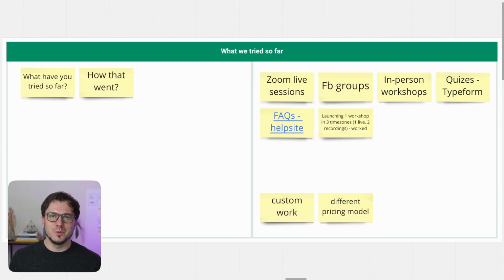One thing that can help move things forward faster is checking on what they already tried, so we don't do the same thing again and again. And I just want to list all the things that they tried and see how that went so far, what they learned, any insights they have from these experiments. So you can see some tried different sessions for their workshops, groups in person or online, quizzes, forms, FAQ pages, launching different things, custom work for different clients, or different pricing models altogether.